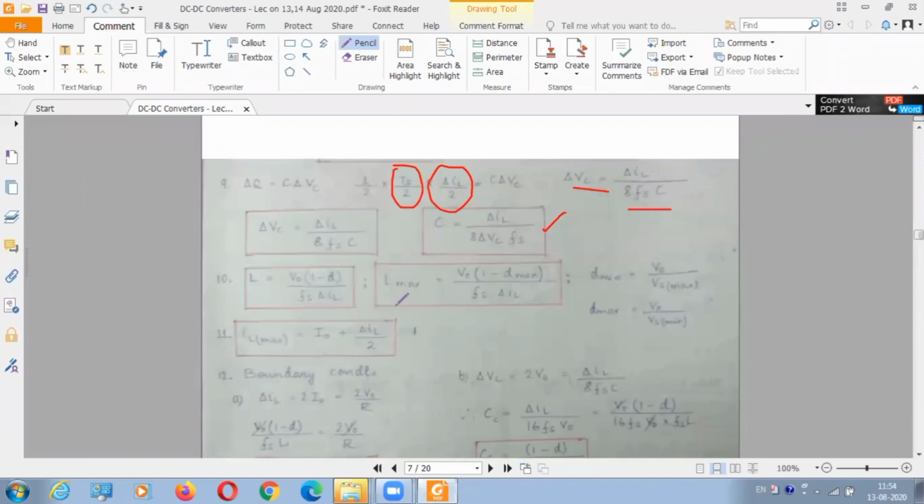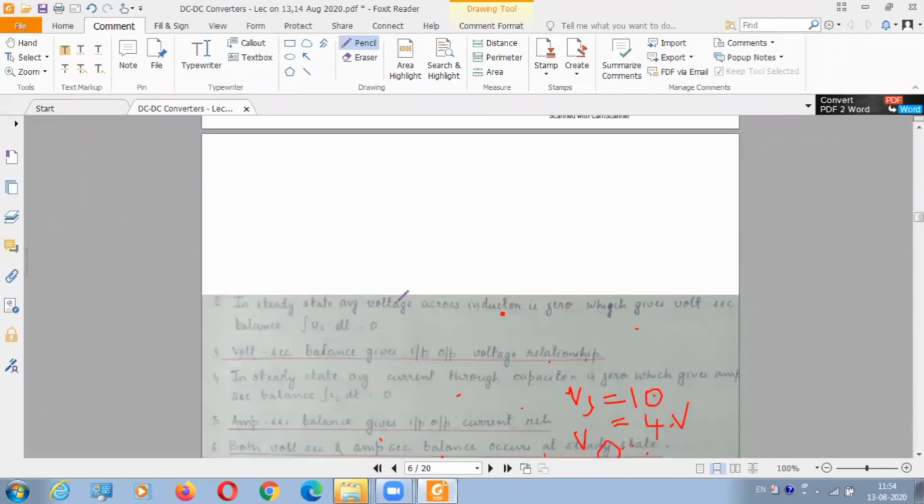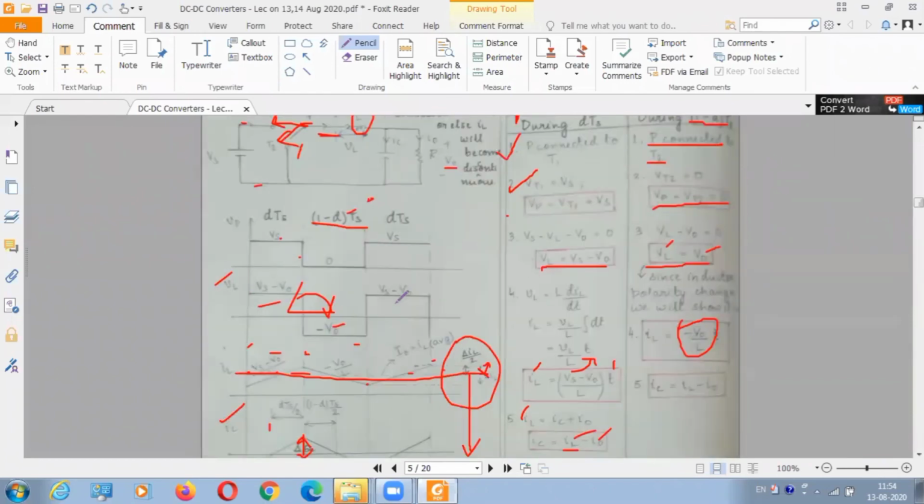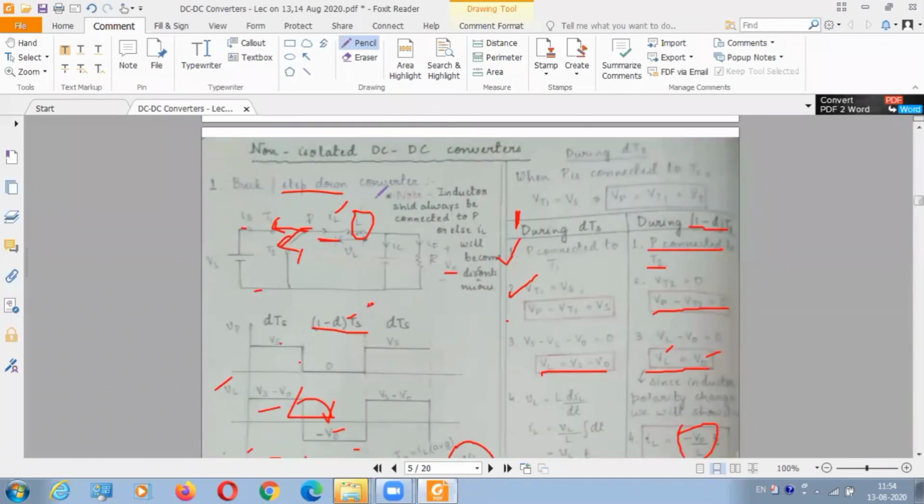Sir, do we have to remember these graphs? For the gate exam it is not needed, but for your semester it is needed, because I will tell you to explain the operation of the buck boost converter.